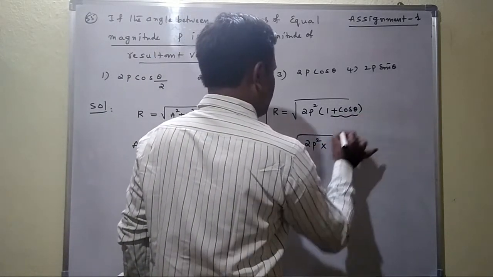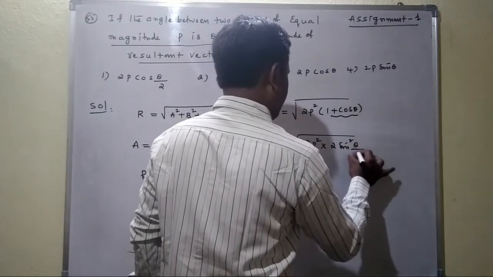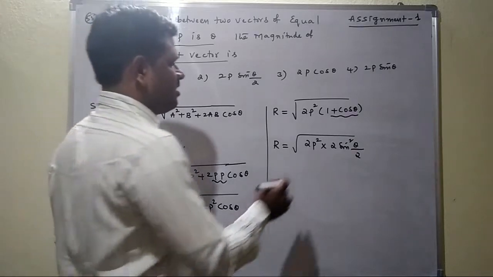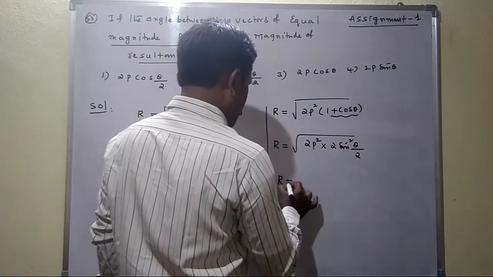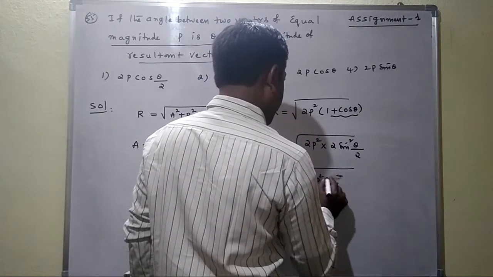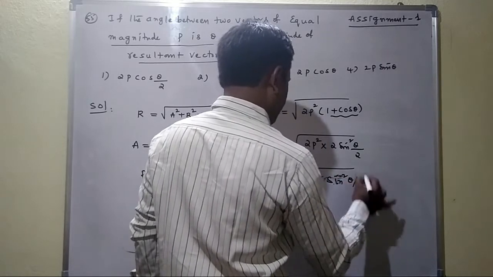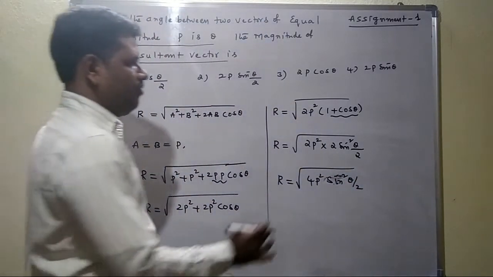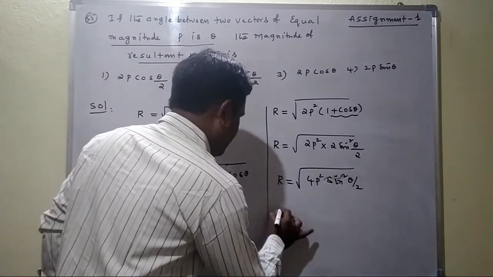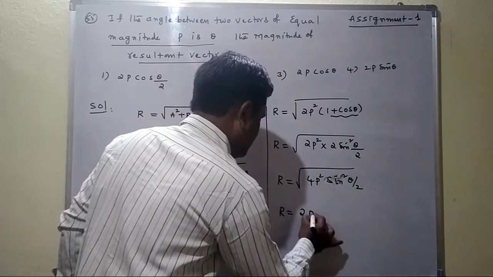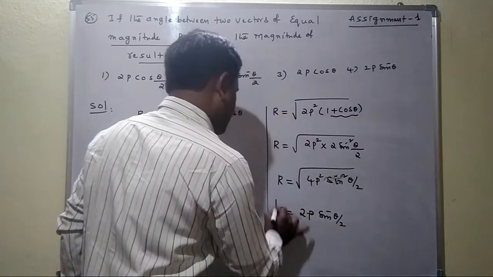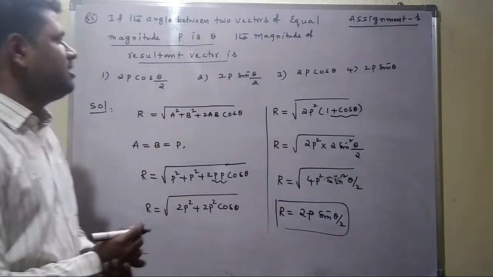So the resultant vector R is equal to under root of 2P square into (1 plus cos theta). Here 1 plus cos theta is 2 sin square theta by 2, and 1 minus cos theta is 2 cos square theta by 2. So R is equal to under root of 4P square sin square theta by 2, since 2 into 2 is 4. The under root of 4P square is 2P, and the under root of sin square theta by 2 is sin theta by 2. So the resultant vector we are getting is 2P sin theta by 2.